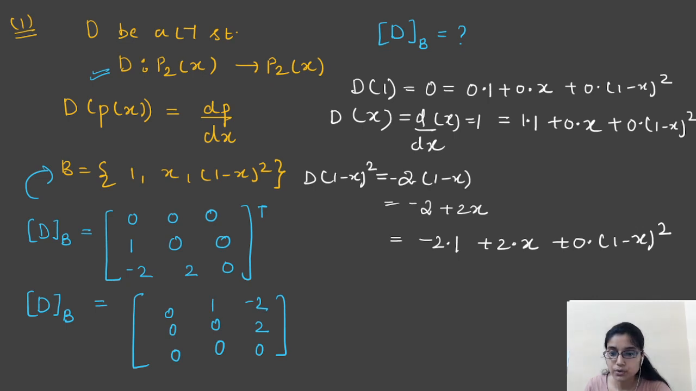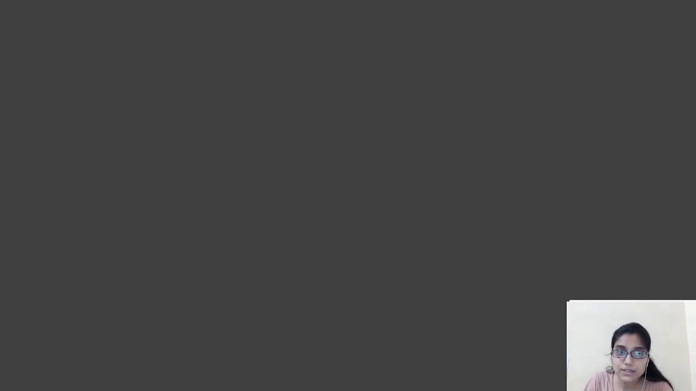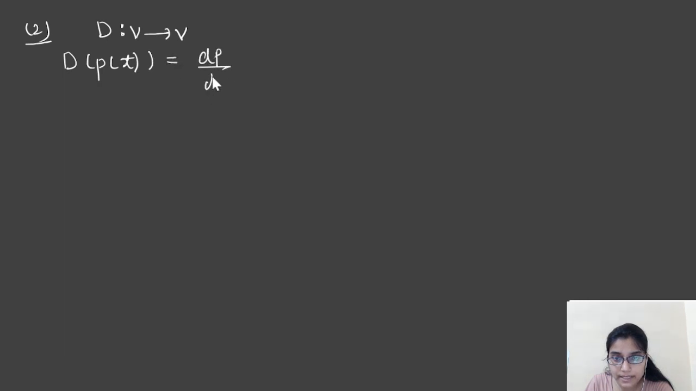You just have to go through the general method that we discussed in our last class. So the next question that we will be discussing today is question number 2. Again, we are considering D from V to V as a linear transformation, where D of P(t) is going to be dP/dt, and here the basis that is being given to you is sin t, cos t and e^t.